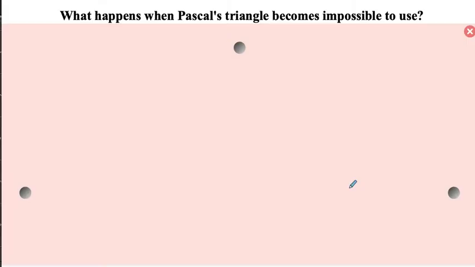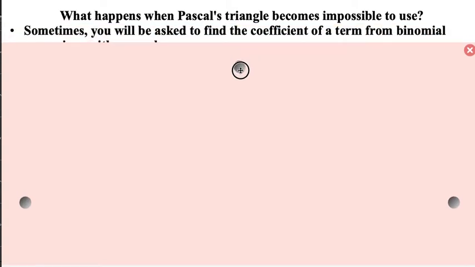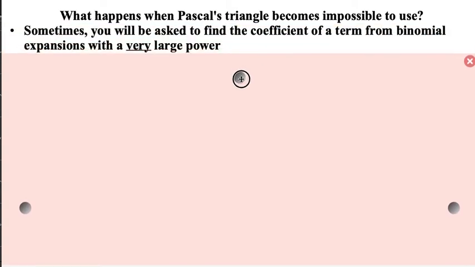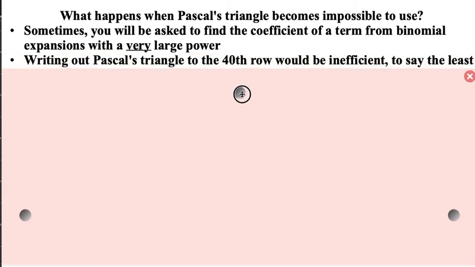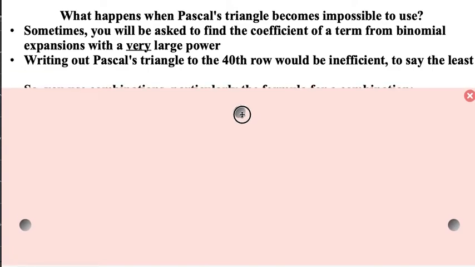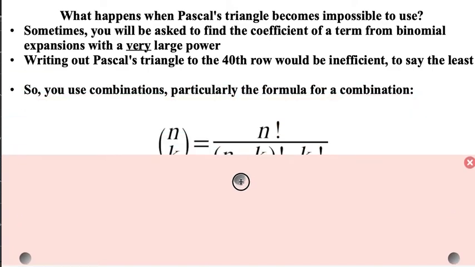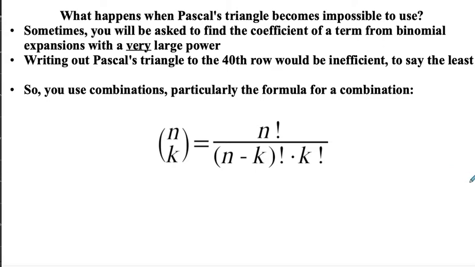Large powers using binomial expansion. So what happens when Pascal's triangle becomes impossible to use? Sometimes you might be asked to find the coefficient of a term from a binomial expansion that has a very large power. Writing out Pascal's triangle to the 40th row would be inefficient, to say the least. So what you use is the formula for combinations.